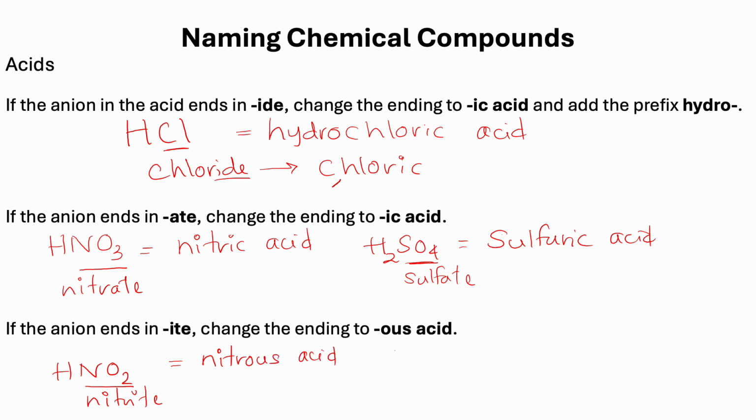And the next acid, H2SO3, same family like sulfuric. The polyatomic ion here is sulfite. So the name is sulfurous acid because it's ended with ITE and we change that into OUS.